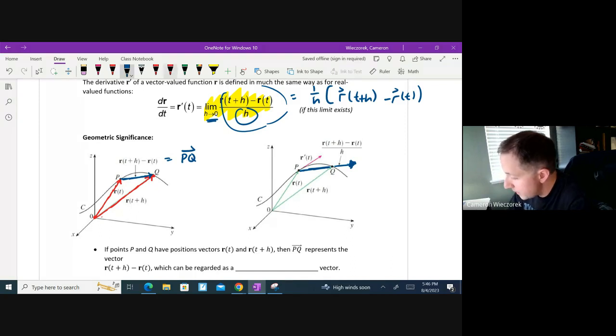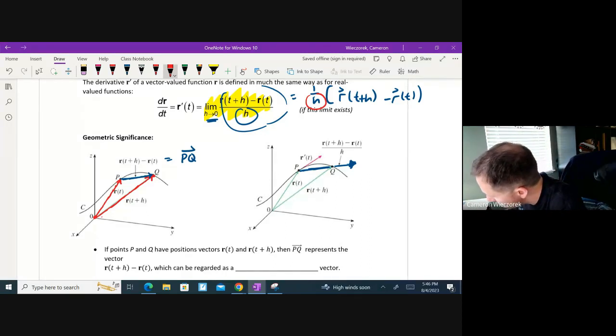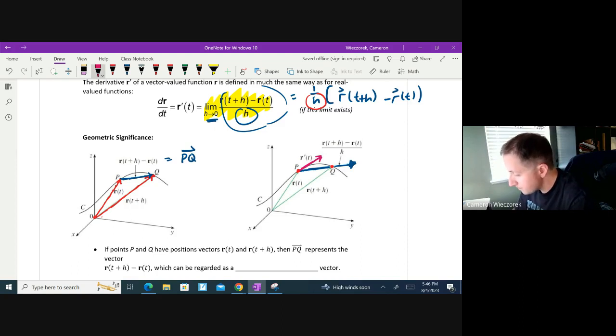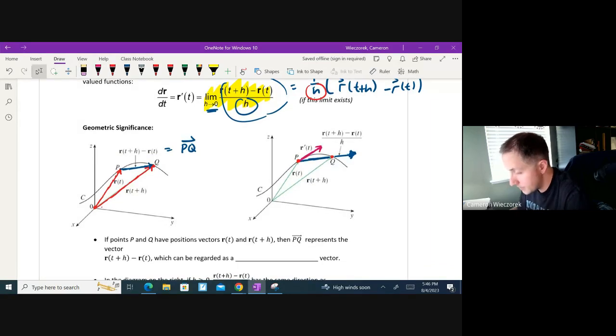So what happens as I let h approach 0? Well, as I let h approach 0, the 2 points are going to converge closer and closer together. And in the end, what we're going to get is a vector that doesn't pass through 2 points, but it passes through 1 point, which I'll outline in pink. And so this vector that only passes through P is my tangent vector. Okay? And that indicates that's the derivative.